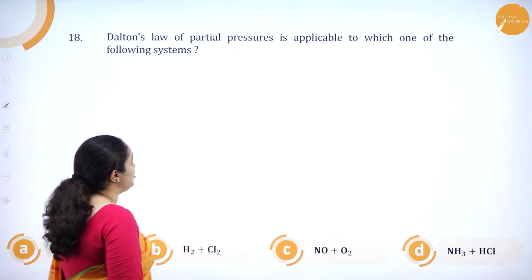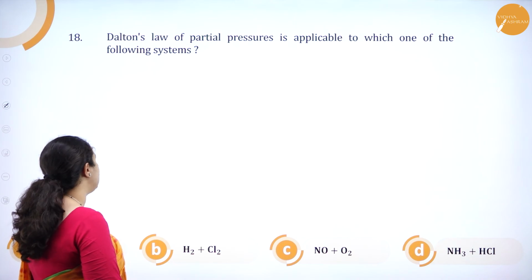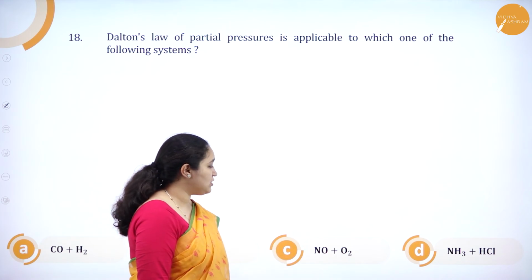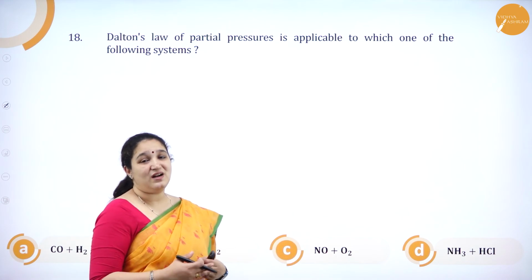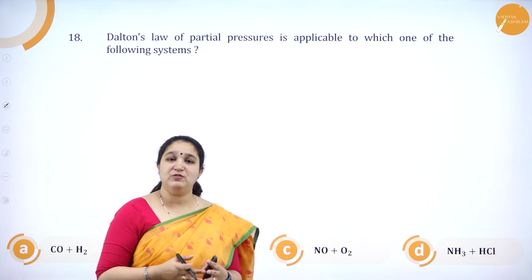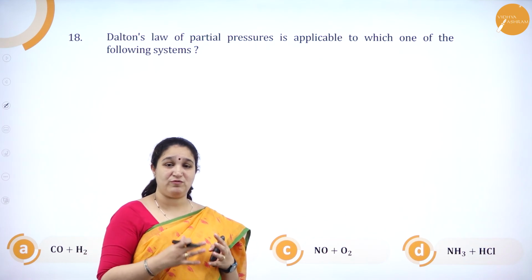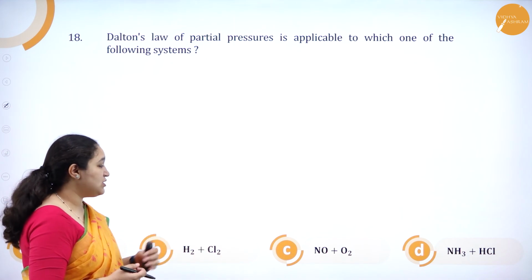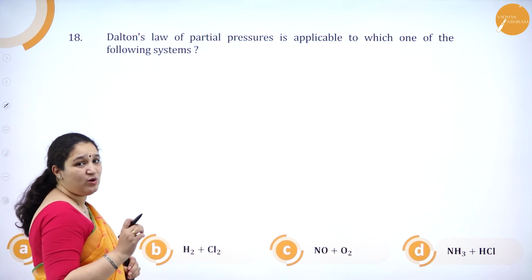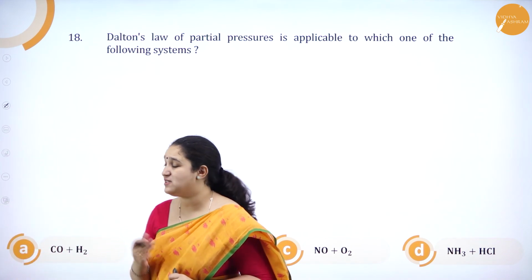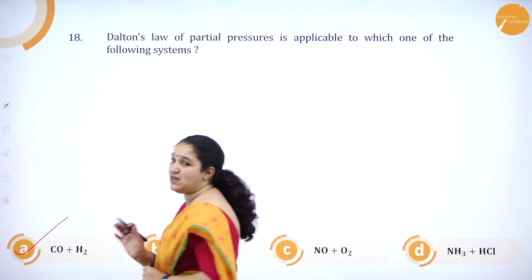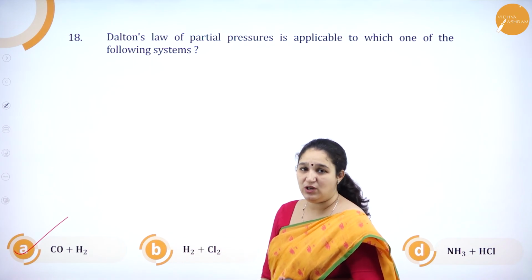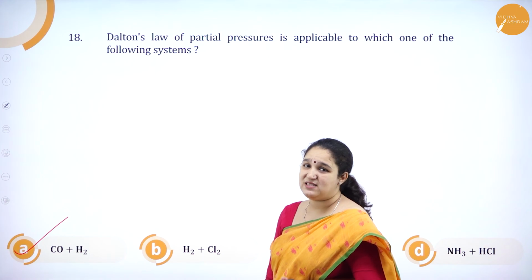Next question. Dalton's law of partial pressure is applicable to which one of the following systems? Carbon monoxide plus hydrogen, hydrogen plus chlorine, nitric oxide plus oxygen, ammonia plus HCl. See, Dalton's law of partial pressure is applicable for a system in which there is a mixture of gases which do not react with one another. Option D, they react. Option C also reacts. Option B also, hydrogen with chlorine can react to give HCl gas. Only option A, carbon monoxide with hydrogen, does not react with one another. So we can apply Dalton's law for this particular mixture. So option A is the correct answer.